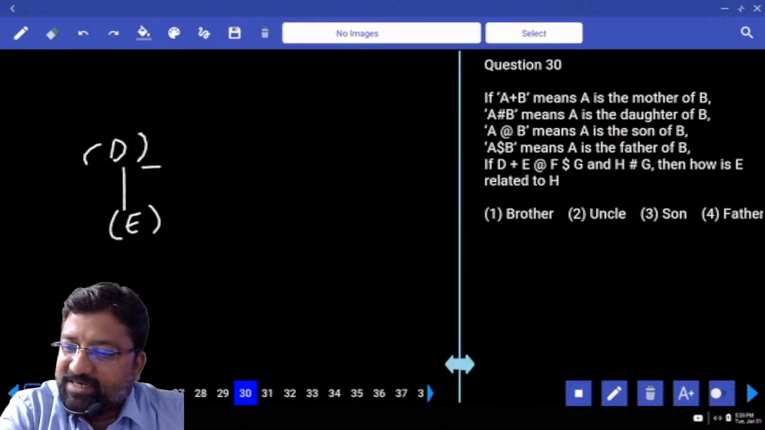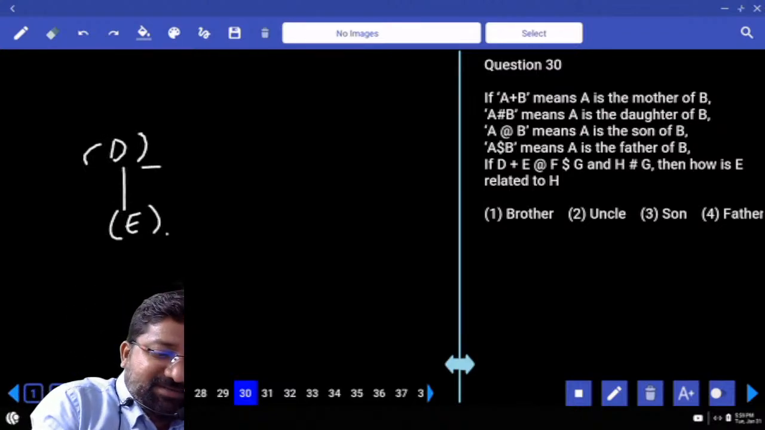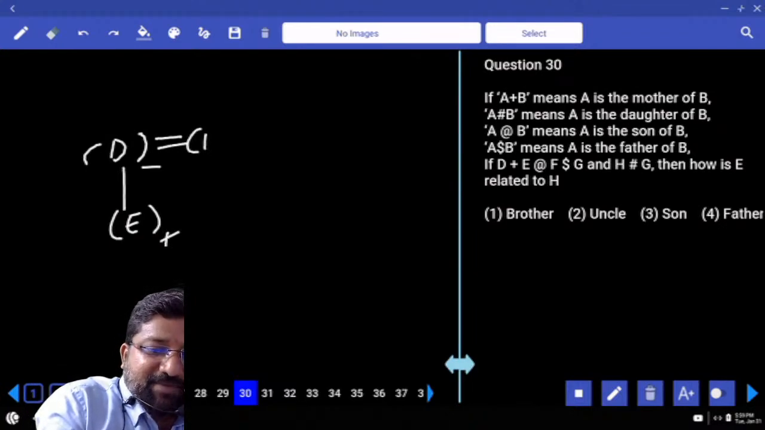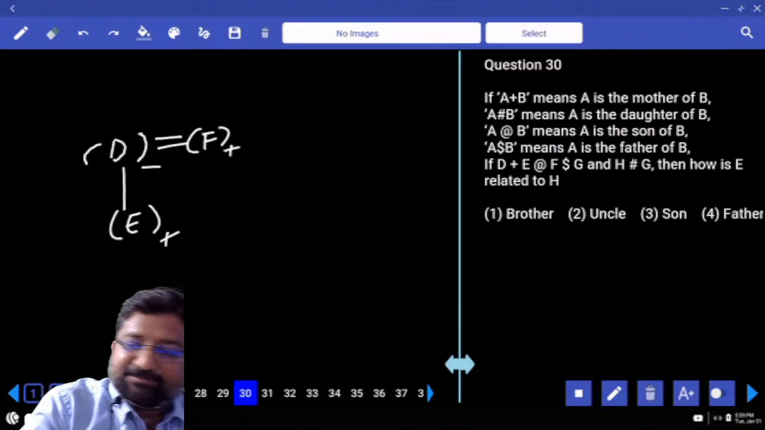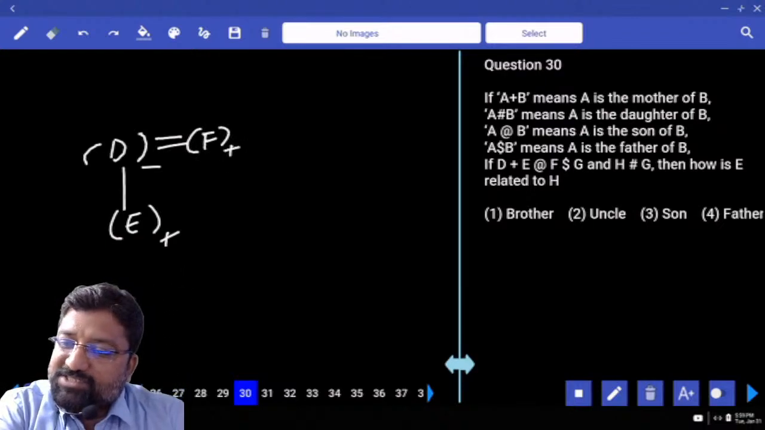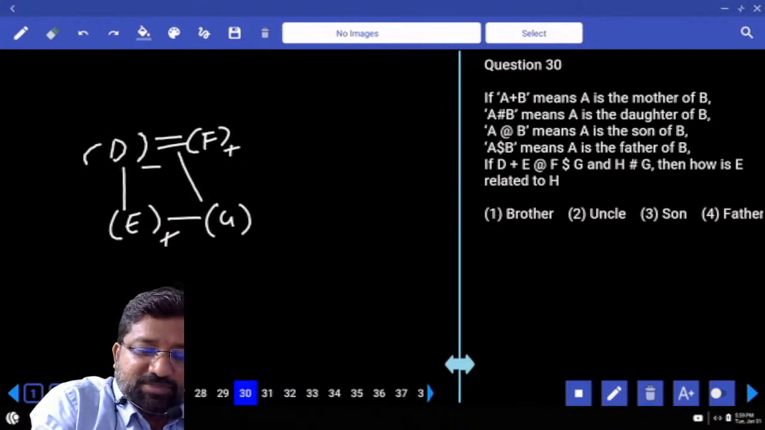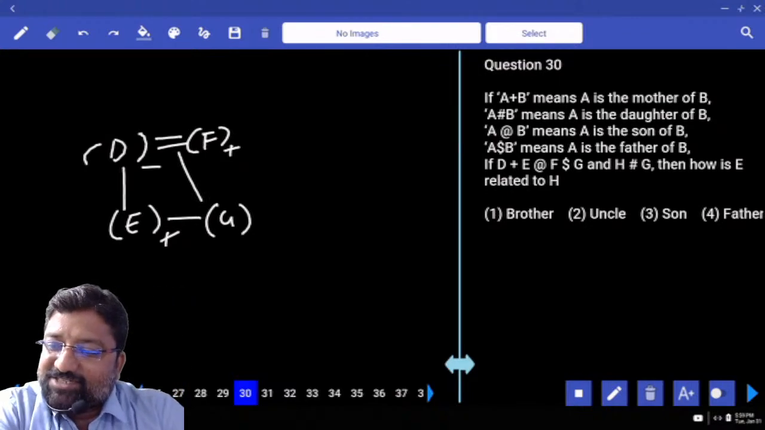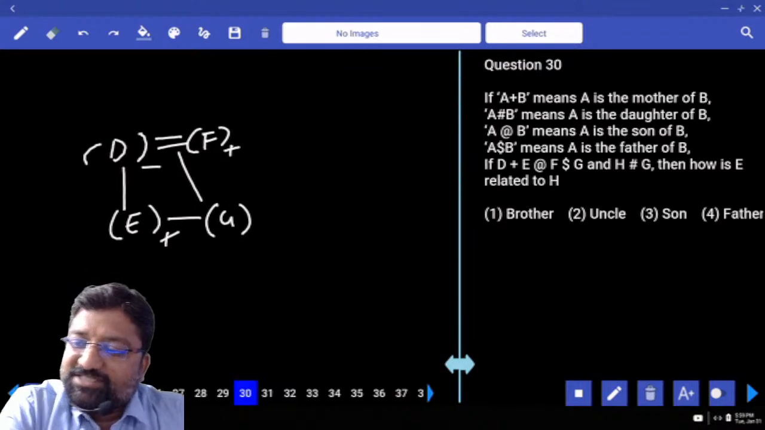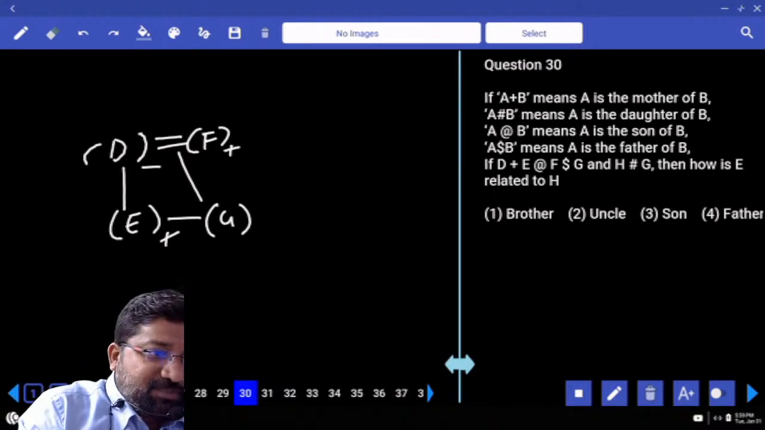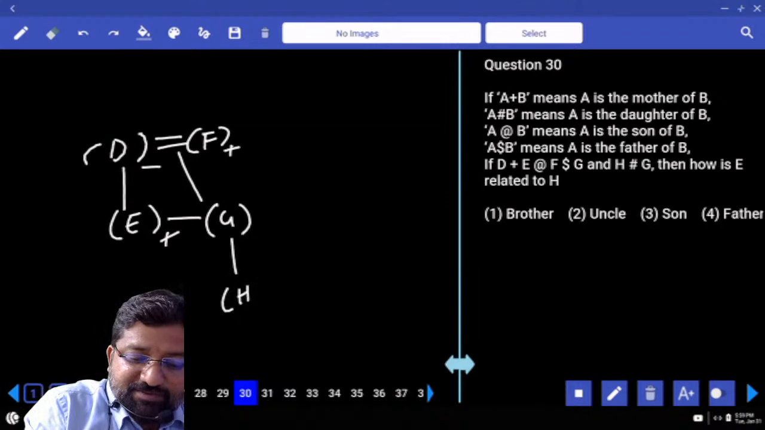Next, E at the rate F. E is the son of F. So D and F are a married couple. F dollar G. F is the father of G. Both are siblings. And H hash G. What is hash? H is the daughter of G.